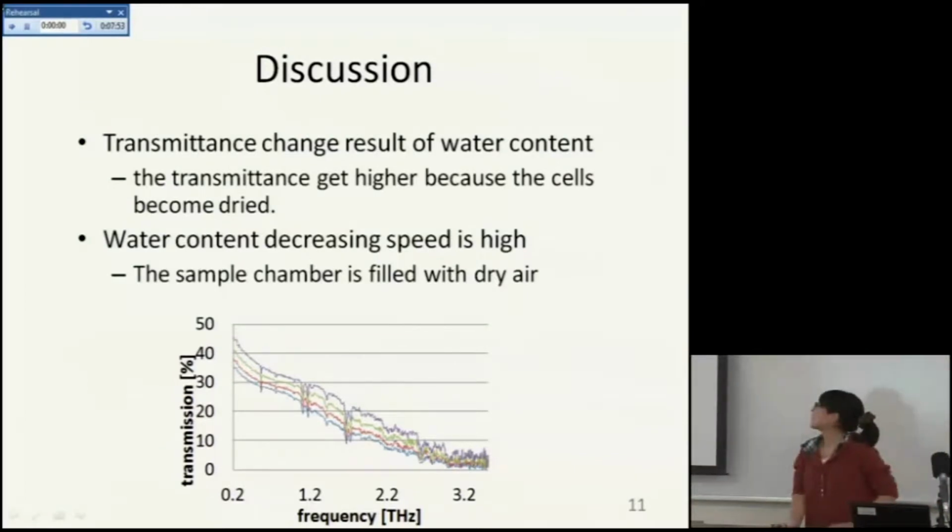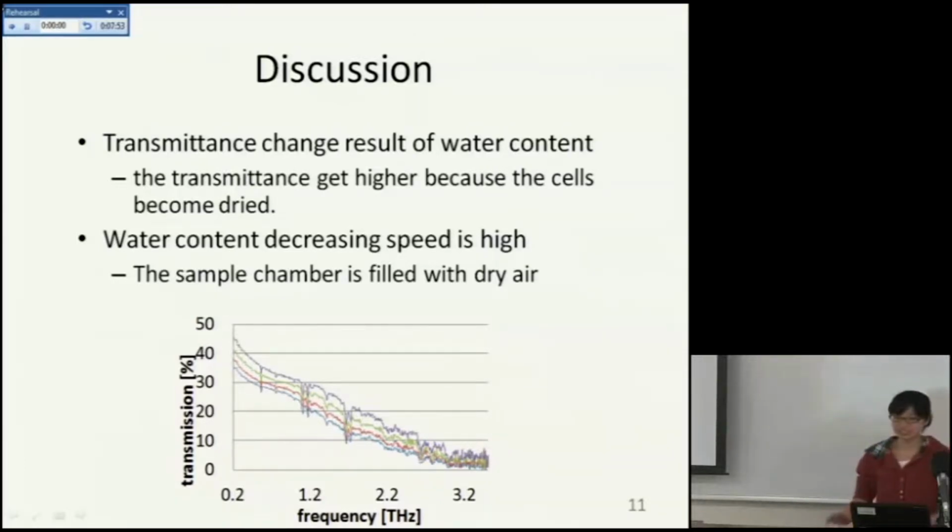From this data, it can be said that it seems to be possible to estimate the water content of the tissue using the terahertz transmittance spectroscopy.